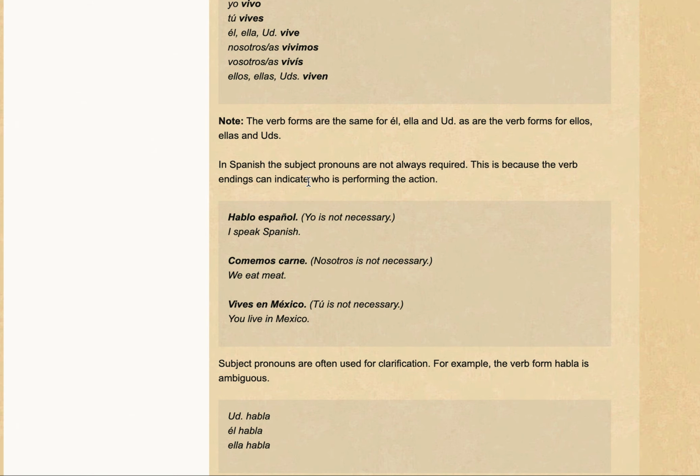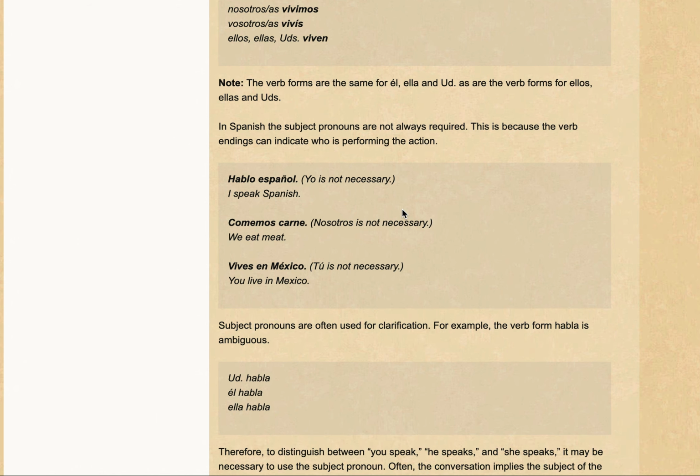What we are saying is sometimes you don't need to explicitly mention the subject pronoun, because the meaning is implicit. For instance, in Spanish, the subject pronouns are not always required. This is because the verb endings can indicate who is performing the action.